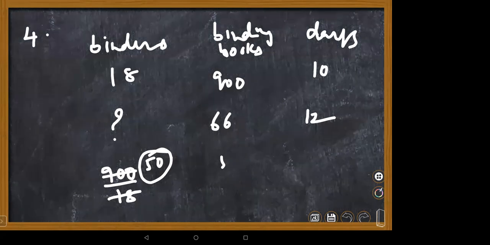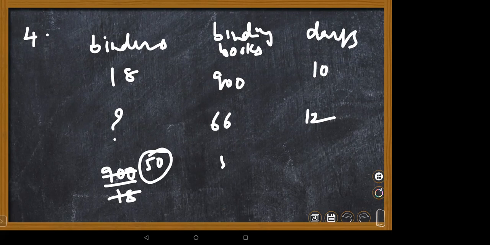Because the same binders, the question is: if 18 binders bind 900 books in 10 days, how many binders will be required to bind 660 books in 12 days? So we need the capability of each binder. Yes, ma'am.